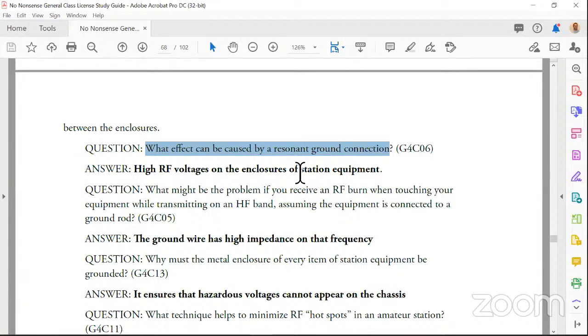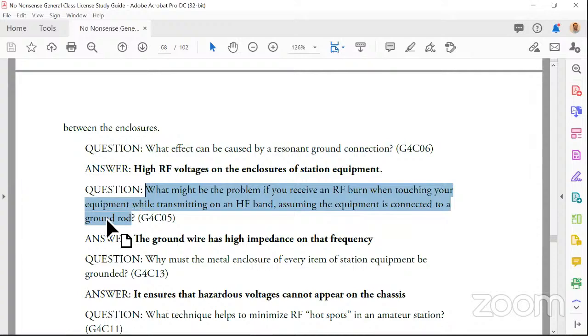That's what that means. Remember we said RF or radio frequency involves voltage, current, and of course it's an electromagnetic wave. So there's electro, meaning current and voltage. So if your ground connection that is supposed to be a ground is resonant, you can end up with high RF voltages on the enclosure of your station equipment. Not good. Next question.